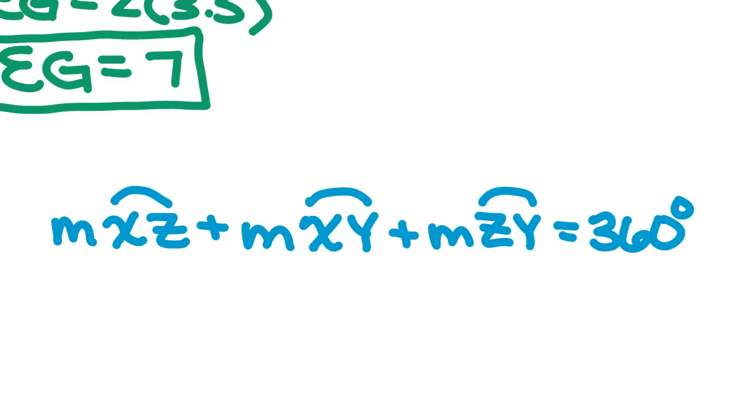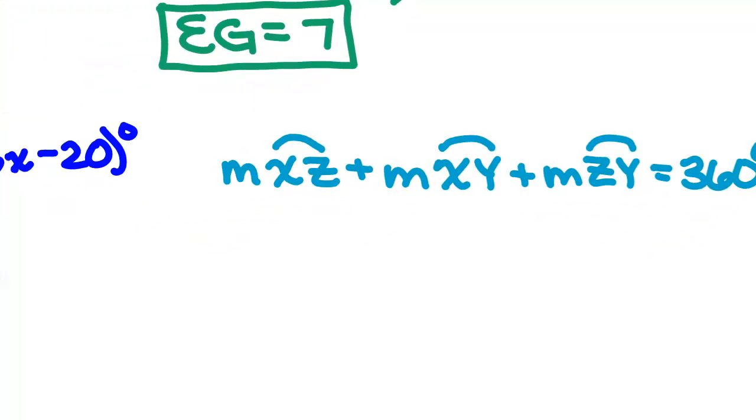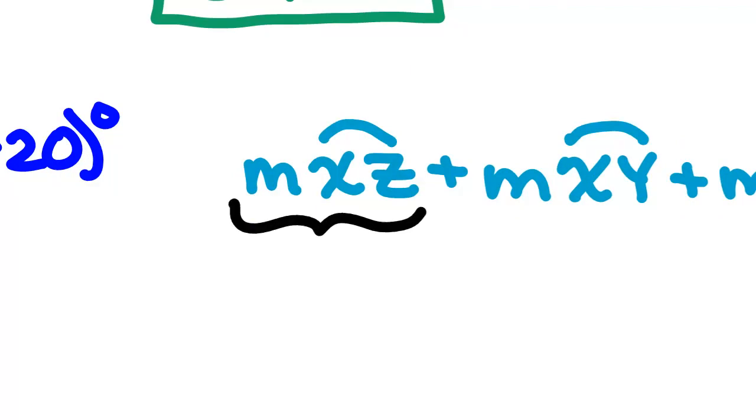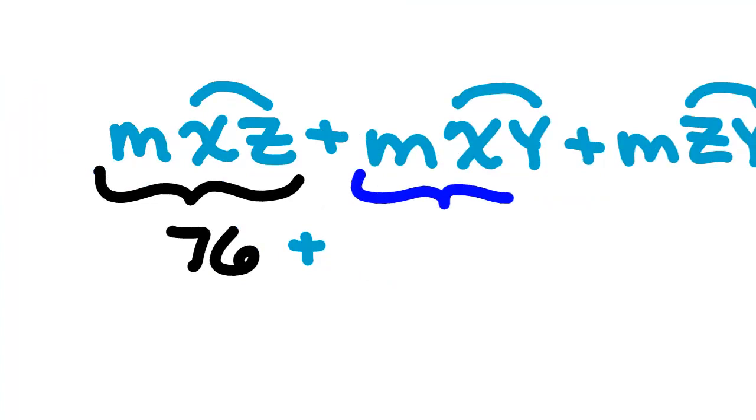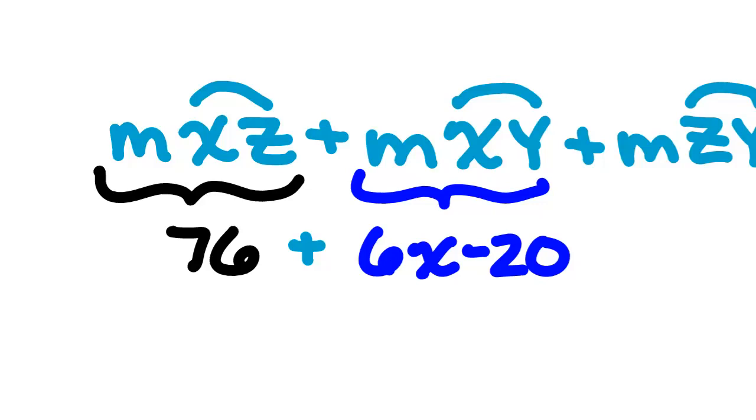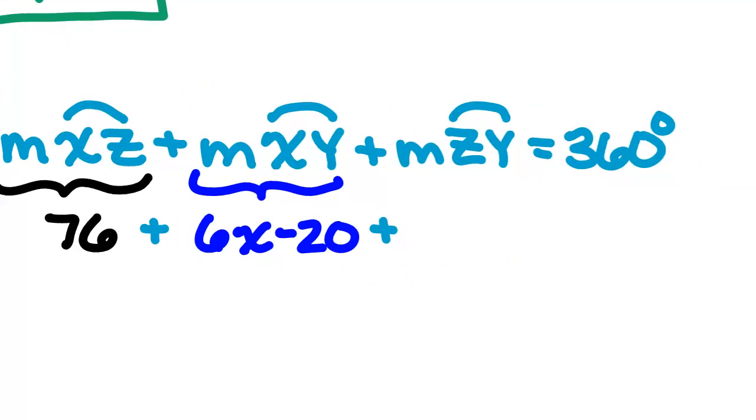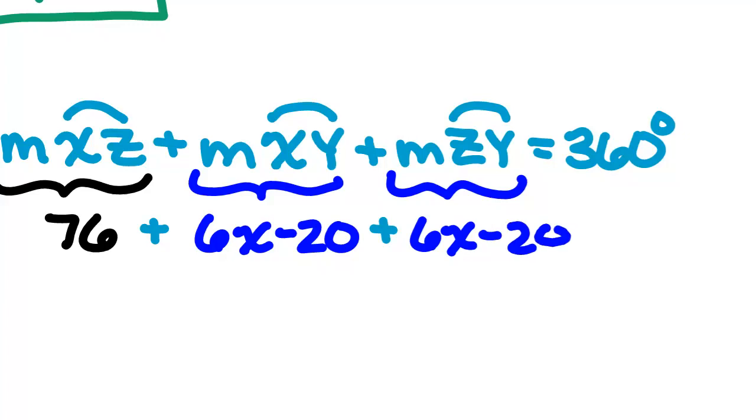How big is XZ? What do we have for arc XZ? 76 degrees. What about for XY? 6x minus 20. ZY? 6x minus 20 again. And when I combine all those together, we get 360 degrees.